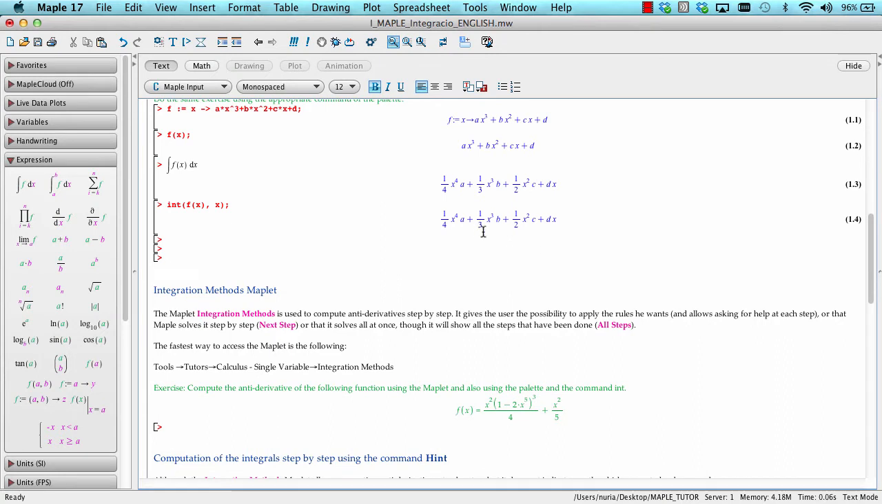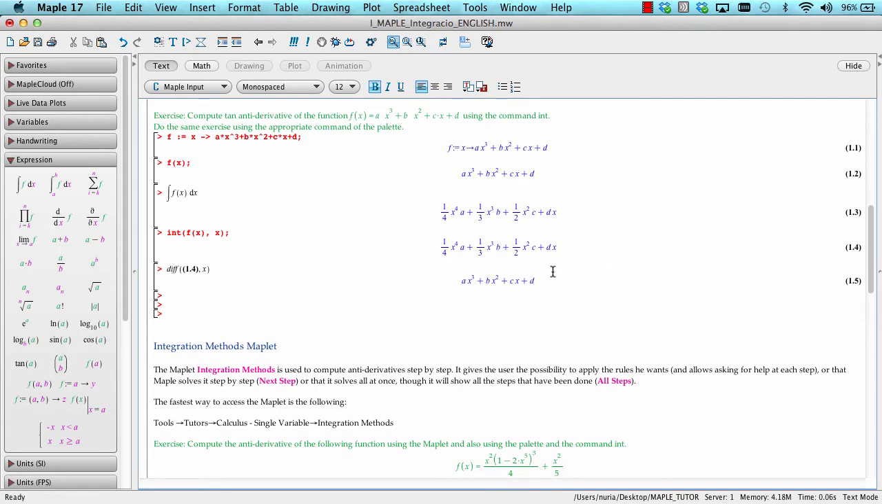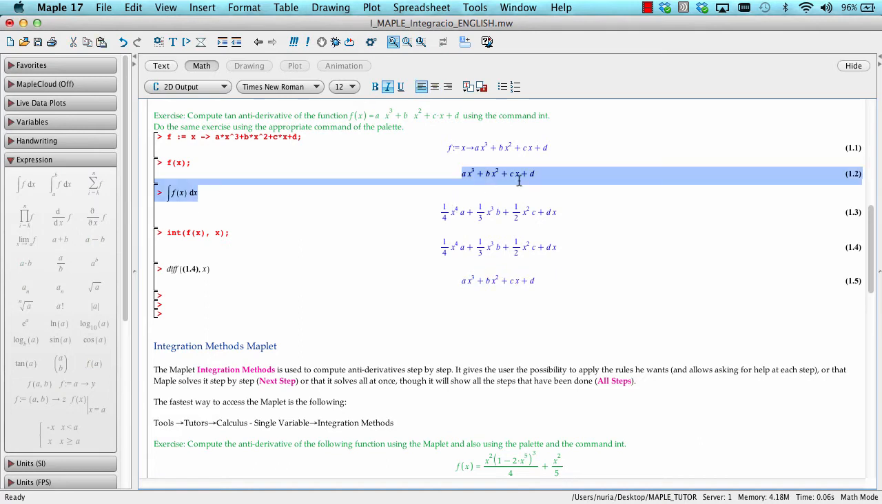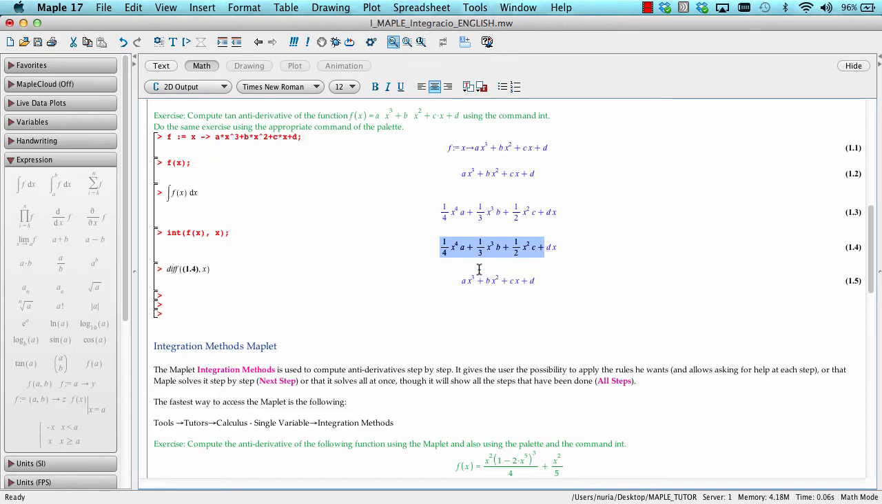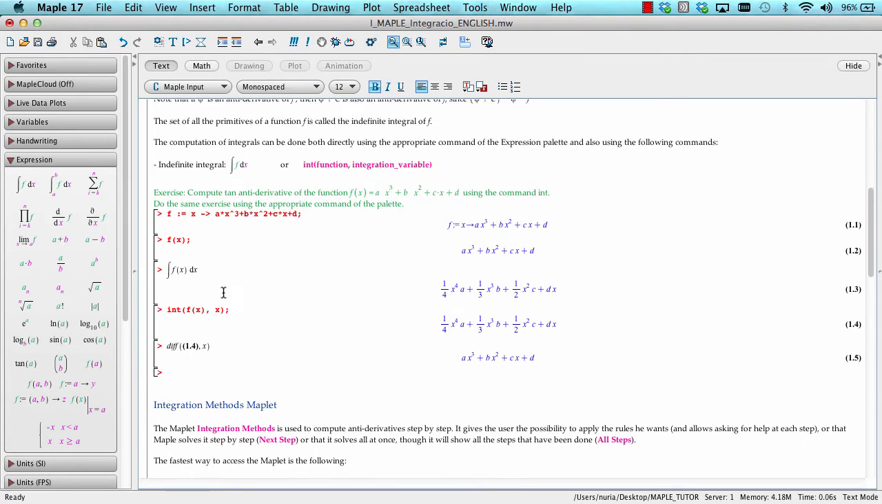Okay, so how can we check that this indeed is an antiderivative? Just by differentiating this function and seeing that we recover the initial one. So we're going to do it using the context-sensitive menus, differentiate with respect to x, and we see that we recover the initial function. So an antiderivative of a function is a function that when we differentiate it, using the diff command, we get the initial function. Now, with Maple, it's really easy. We can use the int command, and Maple computes almost any antiderivative that can be computed analytically.